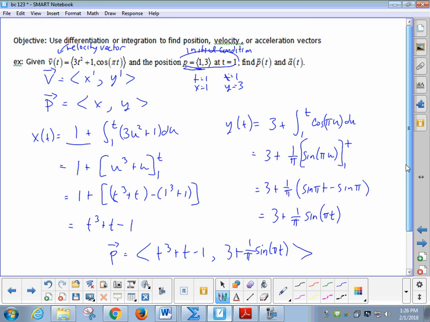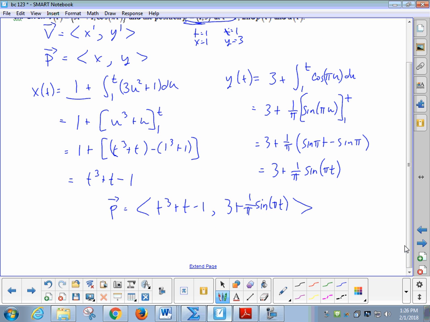What about the other question, find acceleration, the acceleration vector. Take the derivative. What's the horizontal component to the acceleration vector? 6t, and the vertical component to the acceleration vector? You get pi sine pi. Okay, easy enough. And then if they wanted acceleration at 2, then you could just use that at 2.